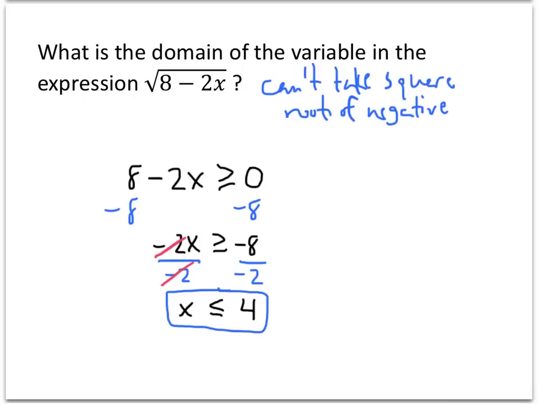If we wanted to write that in interval notation, we would write it as negative infinity to 4, with a square bracket around the 4 because it's less than or equal to. So that would also be a valid answer to our question.